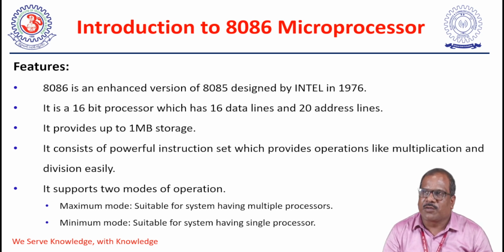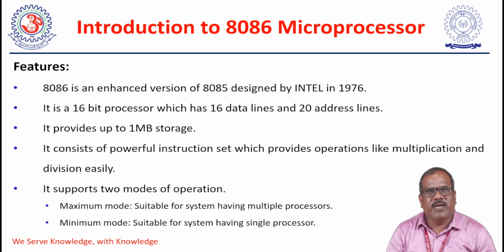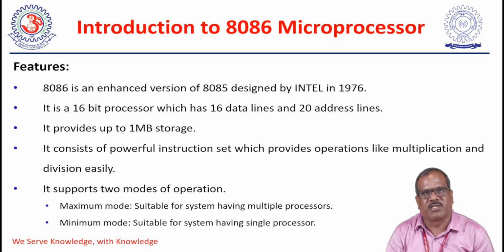First we discuss the features, that is, each and every characteristic of the 8086. The 8086 is a 16-bit microprocessor introduced by Intel Corporation. It is the enhanced version of the 8085 Intel microprocessor. It provides 1 megabyte of memory because the 8086 has 20 address lines, so 2 power n, 2 power 20, equals 1 megabyte memory capacity.